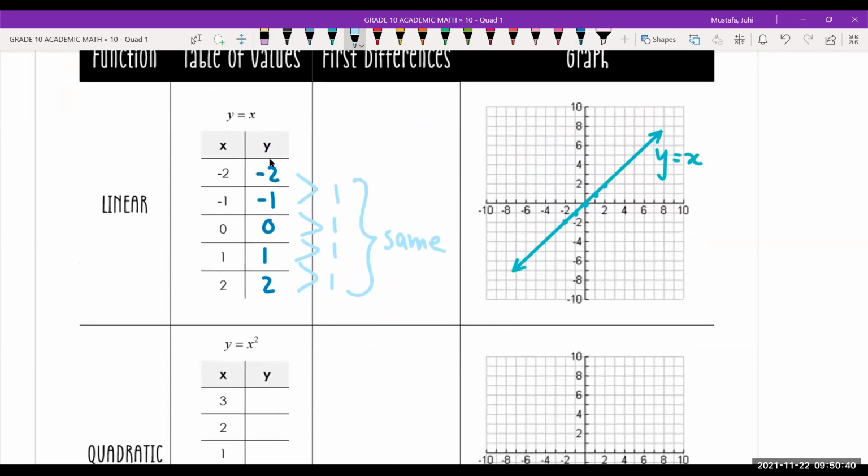Yeah, we're just looking at these numbers and we're basically subtracting them and seeing what we get. So I always go from the top, like from bottom to top. So 2 take away 1 is 1. 1 take away 0 is 1. 0 take away -1 is 1. -1 take away -2 is 1. So I'm basically asking you, how much are all of these numbers going up by? And the answer is 1.